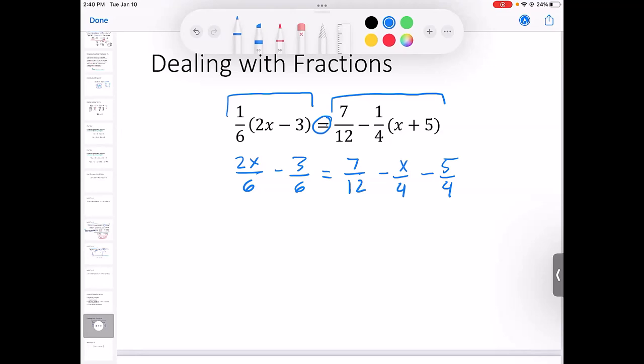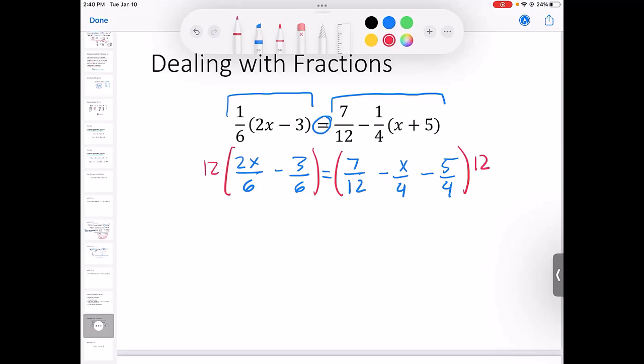So there's an easier way to solve fraction equations once you get it to this point where there's no parentheses. And the easier way to solve it is to multiply the entire equation by the number that would be a common denominator for all of the denominators. So in this case, we have a denominator of 6, 12, and 4. And what's a common denominator or the least common multiple for those three numbers? Yeah. Perfect. So you could do 12. So we're going to multiply the entire equation by 12.